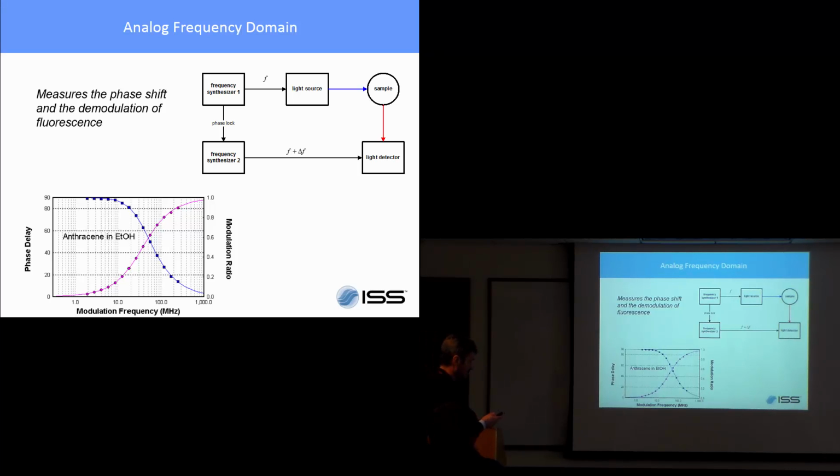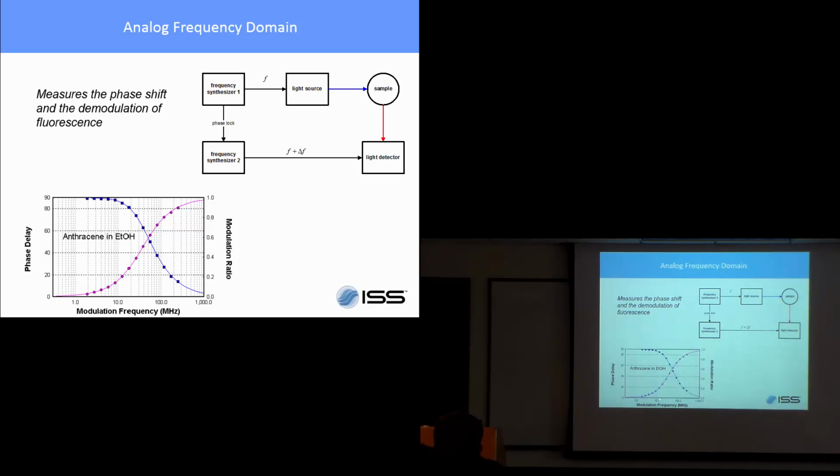In frequency domain, the approach is totally different. We have our sample, we have a light source, and we amplitude modulate the light source at a frequency f. Then the fluorescence goes to a light detector, which translates the light into an electrical signal. The fluorescence is still modulated at the same frequency. The gain of the detector is modulated at the same frequency plus an offset frequency. At the output, we measure the phase shift of the fluorescence and the demodulation.